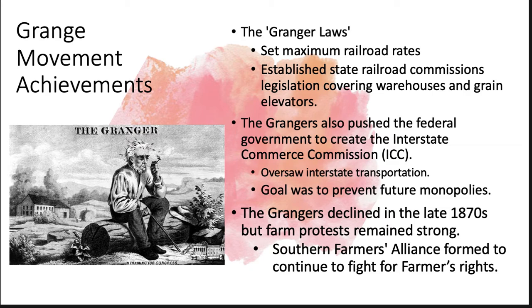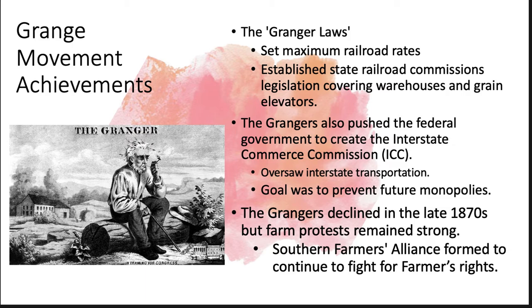What this also does is establish a state railroad commission, which would cover warehouses and grain elevators. So these commissions, these pieces of legislation, would monitor the warehouses and grain elevators as well. So the Grangers could not only use the ones that they built, but they could also use other ones, and those rates would be regulated. So the Grangers are 100% getting what they set out to do.